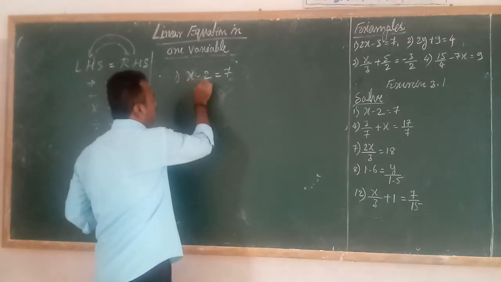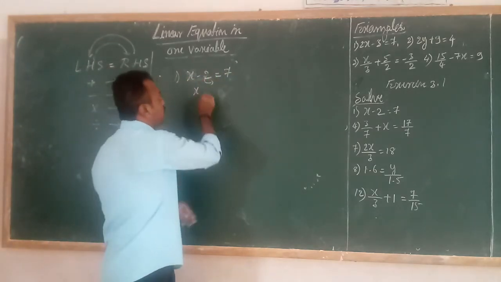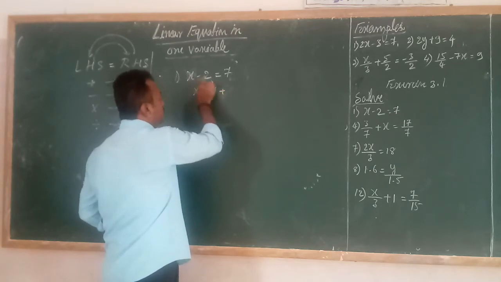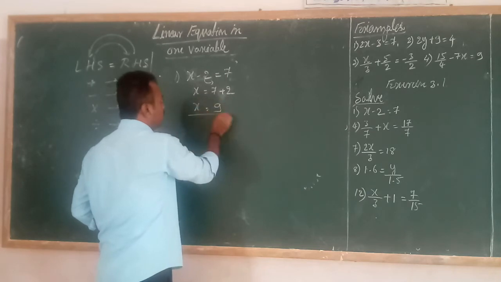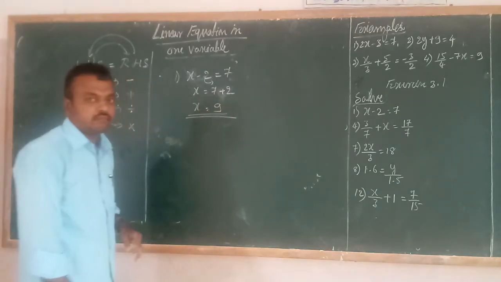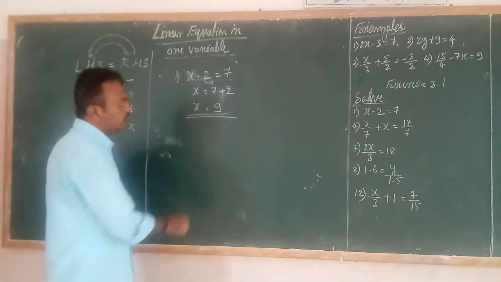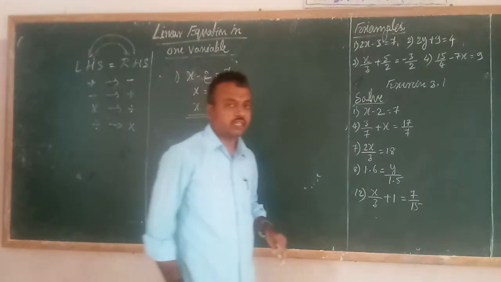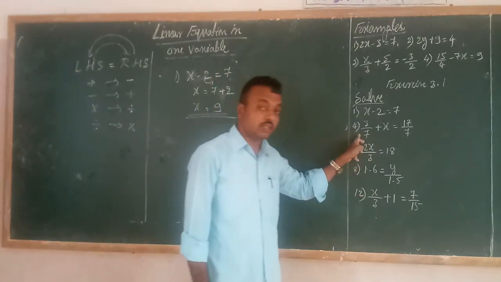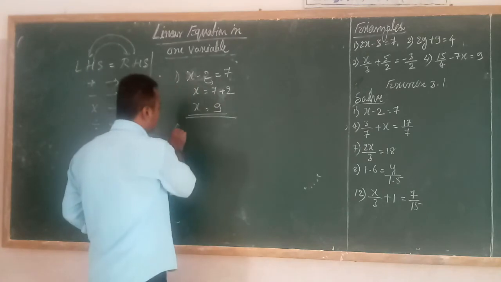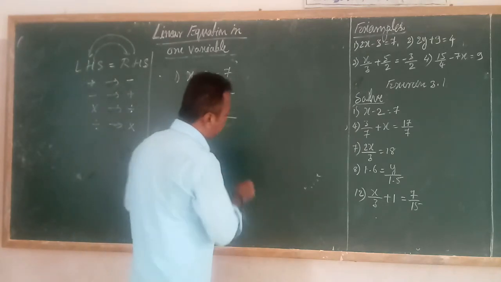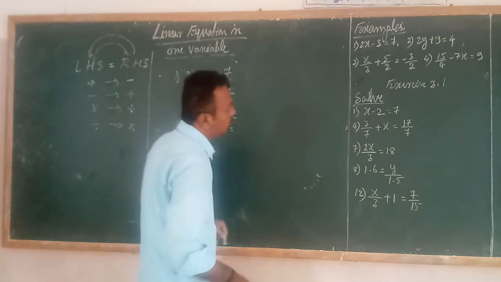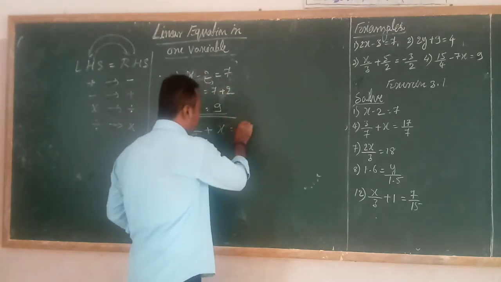x I will write as it is. Minus 2 I will send to the RHS. It will become 7, and minus 2 will become plus 2. So x is equal to 7 plus 2, which becomes 9. Therefore, 9 is the answer. Now the second question and third question in your textbook, you have to solve at home. I will go to question number 4. 3 by 7 plus x is equal to 17 by 7.